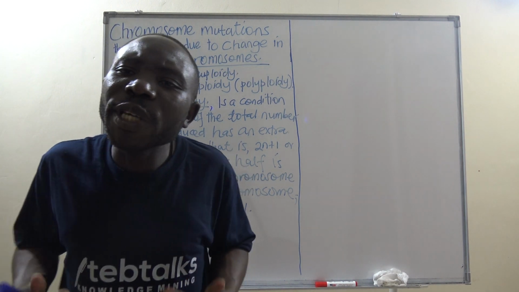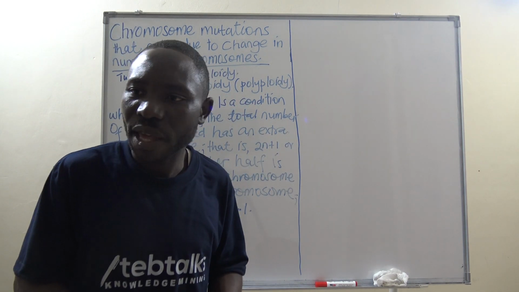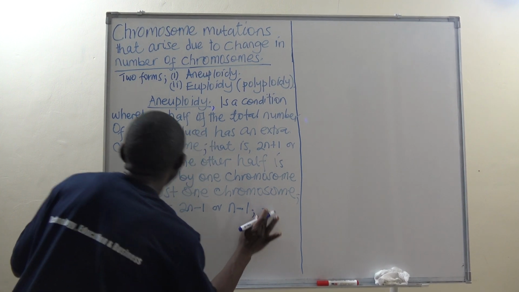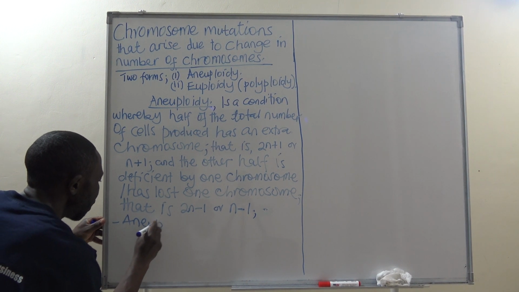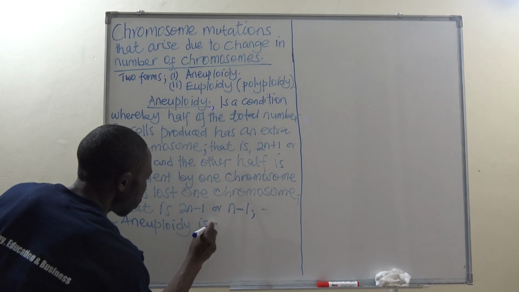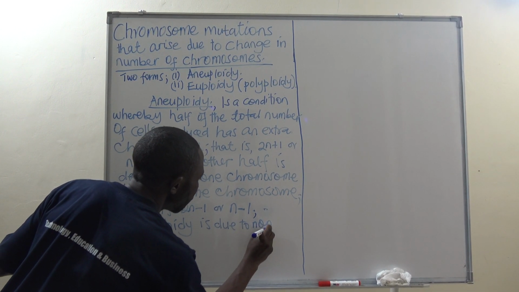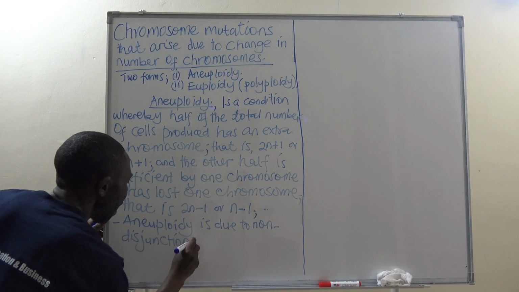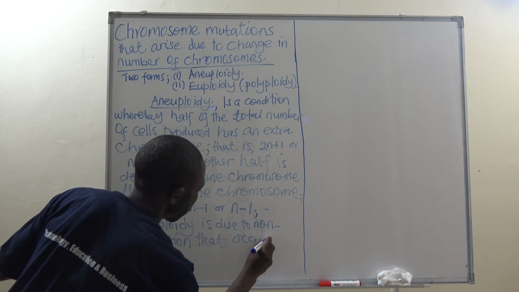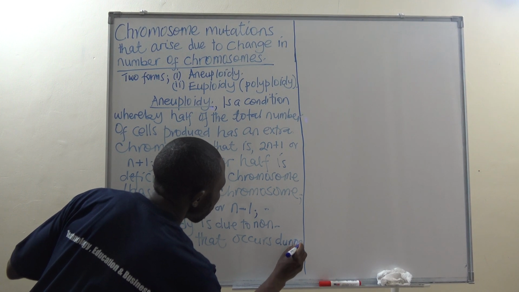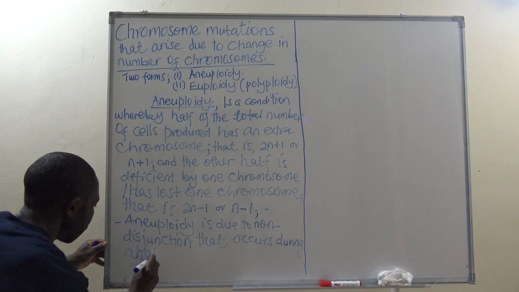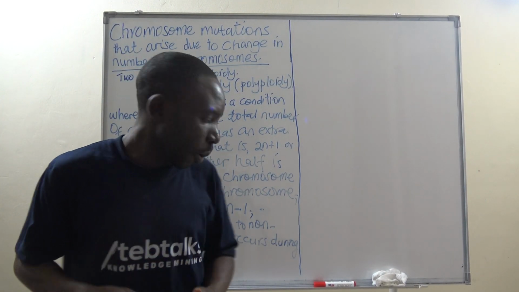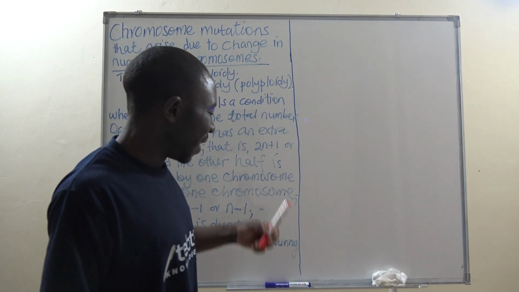Now, aneuploidy is caused by what we call non-disjunction during anaphase. So we can say that aneuploidy is due to non-disjunction that occurs during anaphase. That is what brings about aneuploidy. Here the question will be, what is meant by non-disjunction?